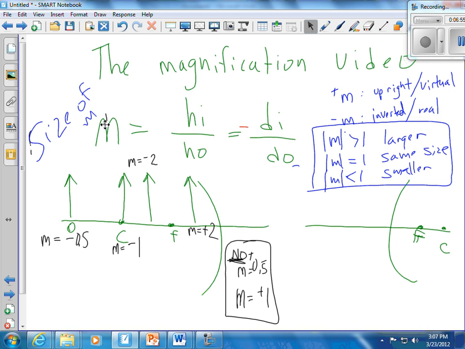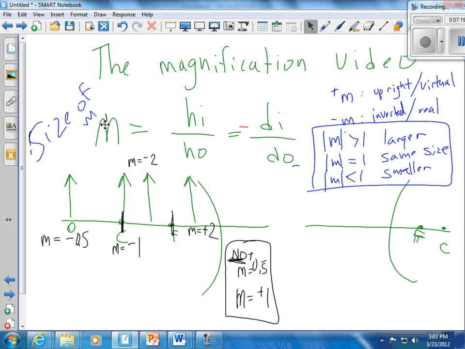So there are all your possible magnifications based on where you have it: beyond C, at C, between C and F, or between F and the mirror. Those are all your possible magnifications. Again, I made up the magnitude of the number to be 2 or 0.5. The important thing is: is it greater than 1, less than 1, or equal to 1? And then positive or negative.